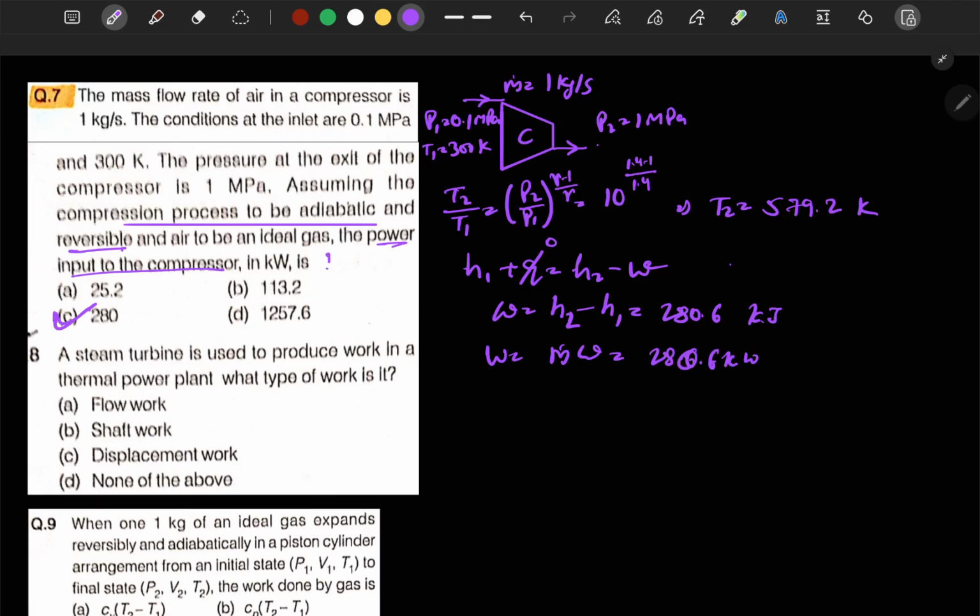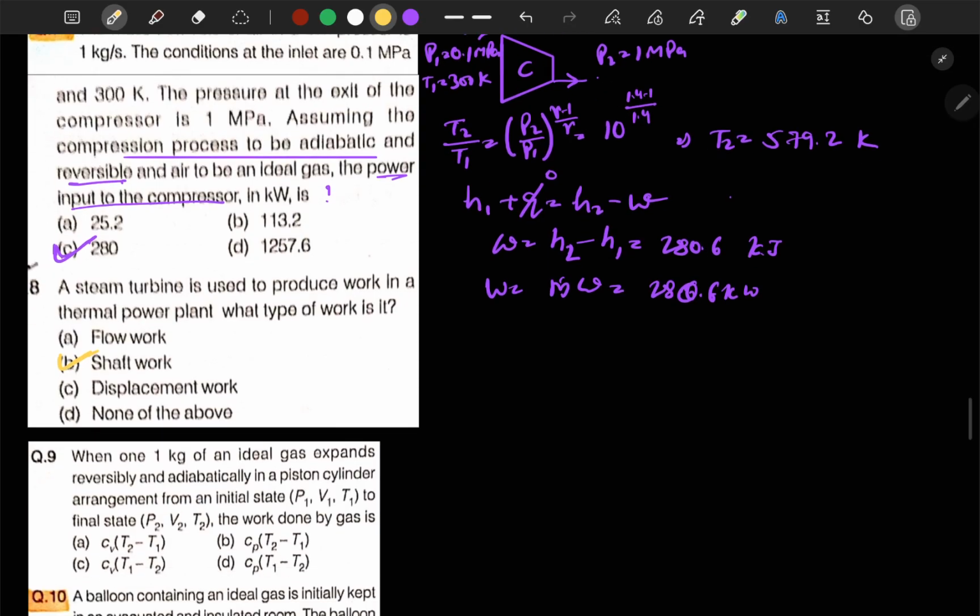Okay, next question: a steam turbine is used to produce work at a thermal power plant. What type of work is it? So this is shaft work. At a steam turbine we obtain shaft work.